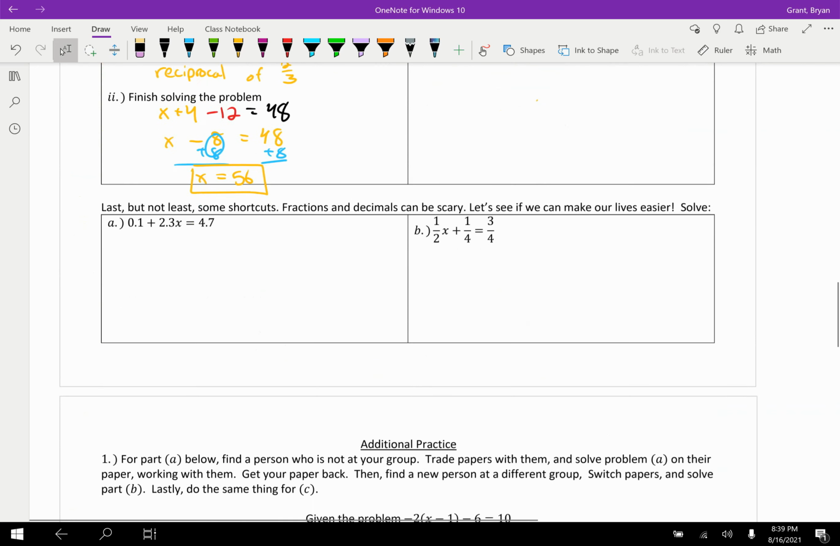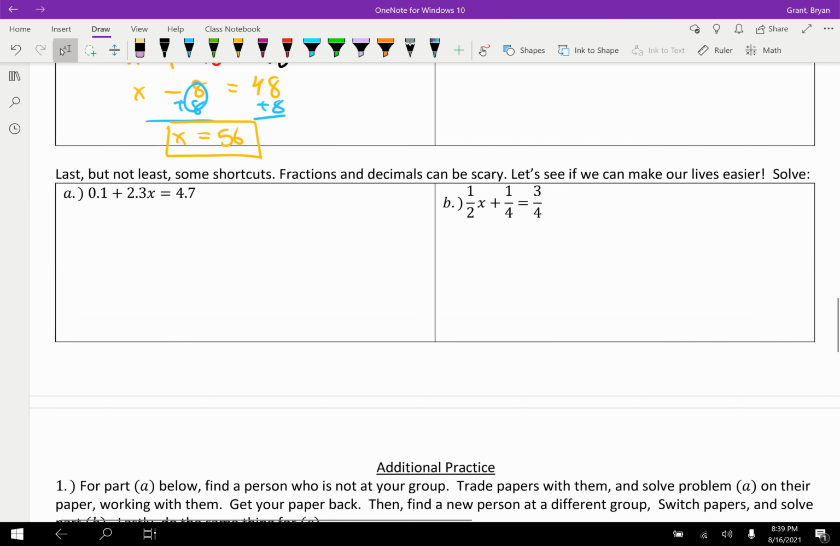Okay, almost done for the day. Let's look at some shortcuts. Fractions and decimals can be a little scary. However, we have some tricks that we've learned in the past that we can kind of tie together to this math to make our lives easier. For example, if you had 0.1 plus 2.3x equals 4.7, you might look at that and go, oh no, I'm not dealing with decimals. I don't like it. I'm skipping the problem. Well, I'm here to tell you today that you don't have to skip it.